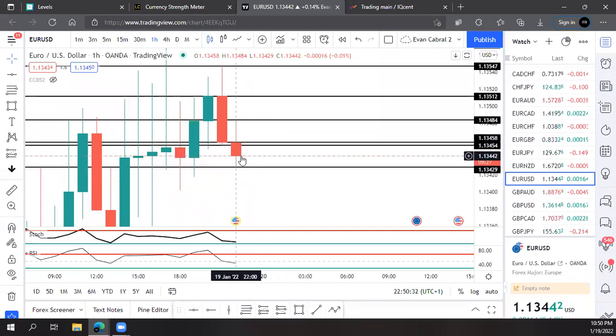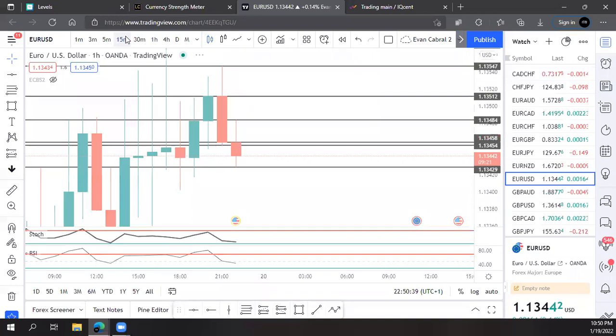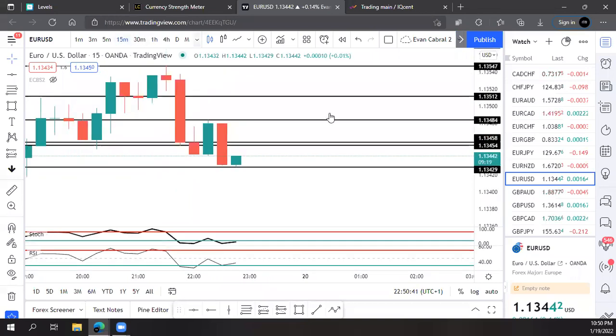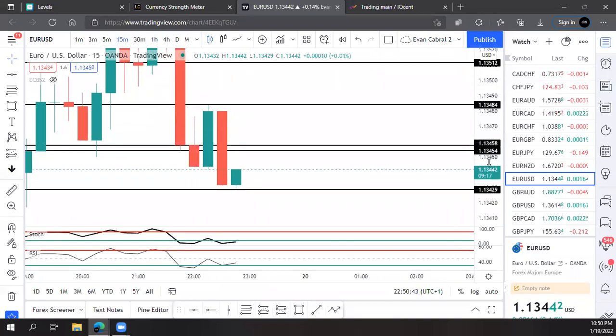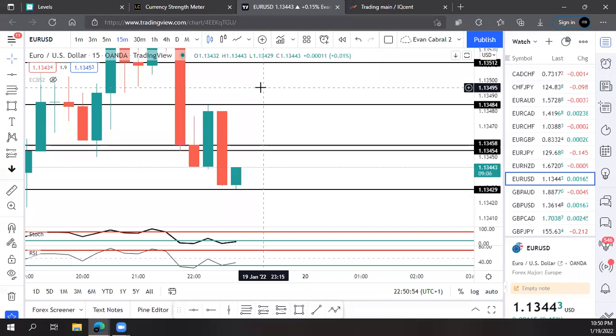So I have finished marking up for the 1 hour. After the 1 hour, all I'm doing is I go over to the 15 minutes time frame, right? Now on the 15 minutes time frame, what do you notice? The place I drew this horizontal line for the 1 hour, the market came here, tested this place, and it's already shooting up, right?